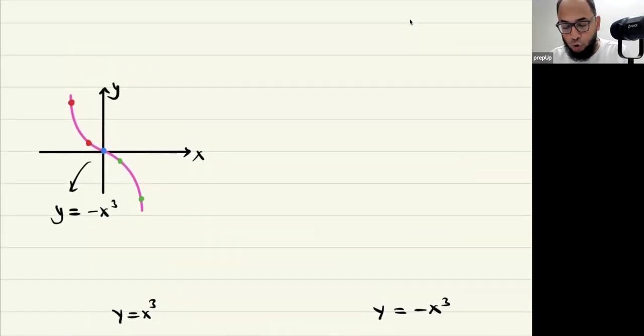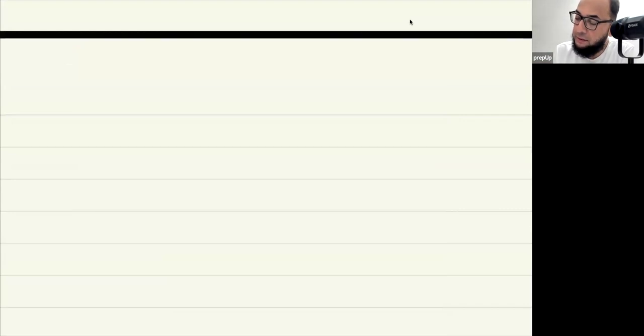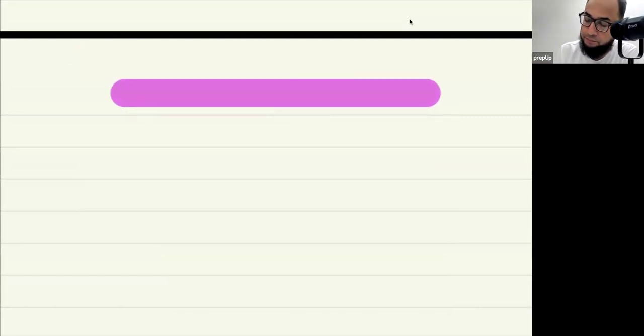So we have gone over the linear graphs, the quadratic graphs, the cubic graphs. Now, what else can we go over? Let's talk about the power function. So if I talk about the power function, let me just write it over here. The power graphs, also known as exponential graphs.